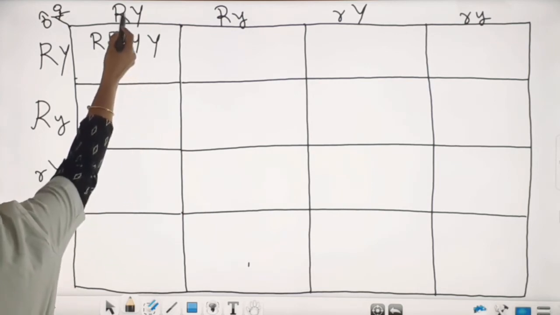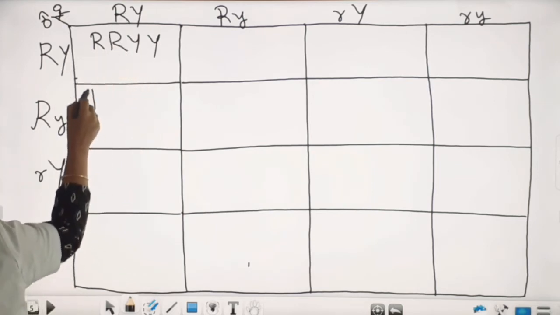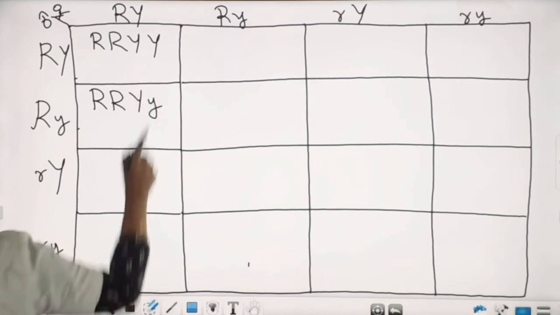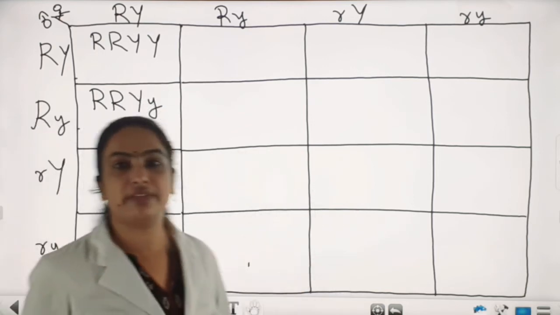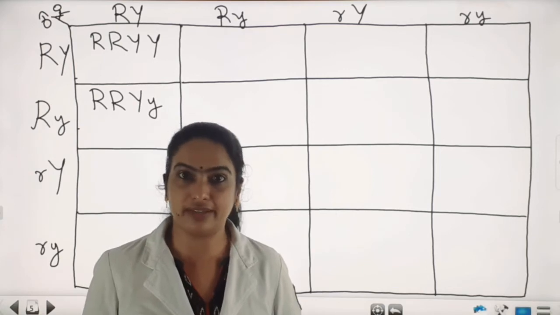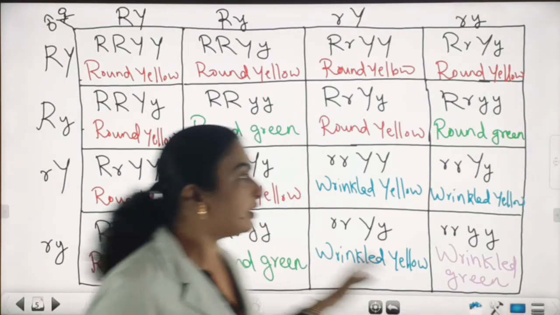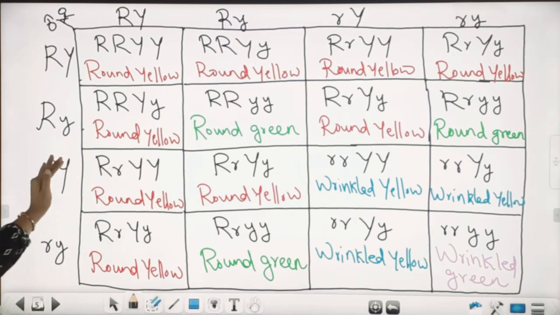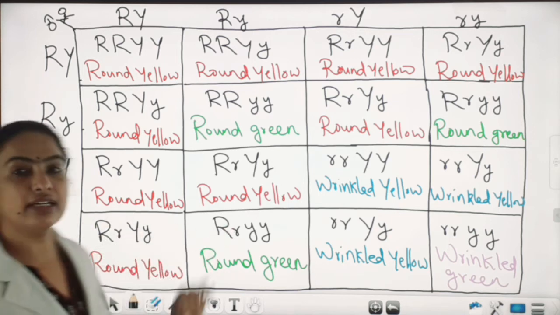Then this needs to cross with this one. Capital R, capital R, capital Y, small y. So like that we have to fill this grid. Now the crossing is done in the Punnett square. You can see, in the dihybrid cross at F2 generation, we got round yellow, round green, wrinkled yellow and wrinkled green.